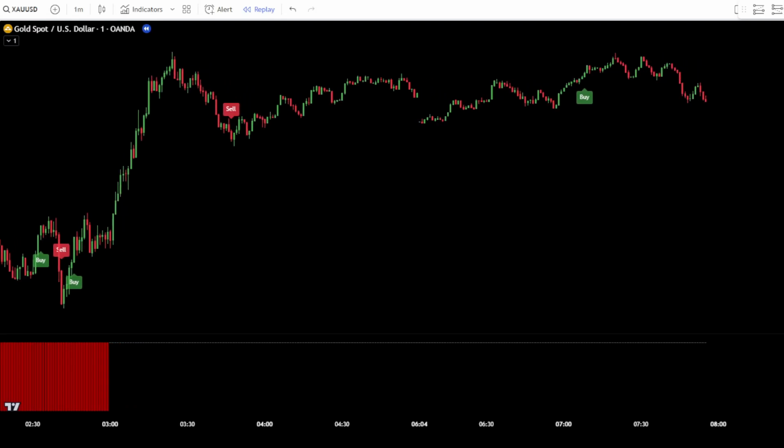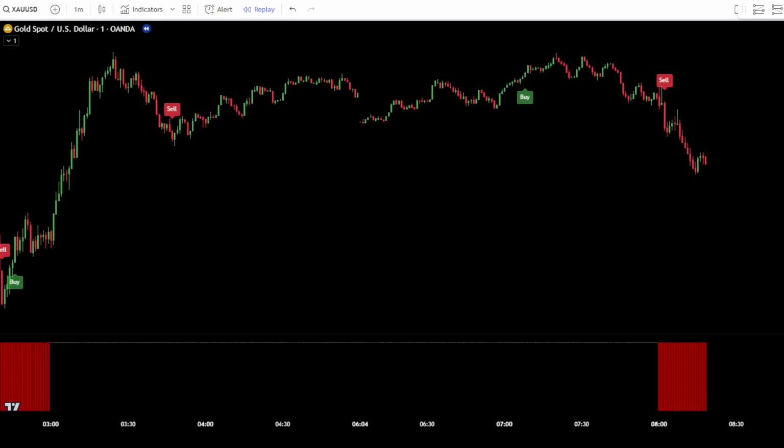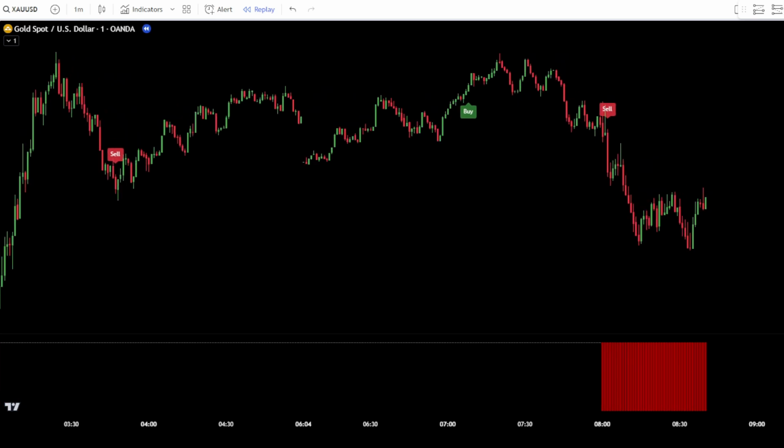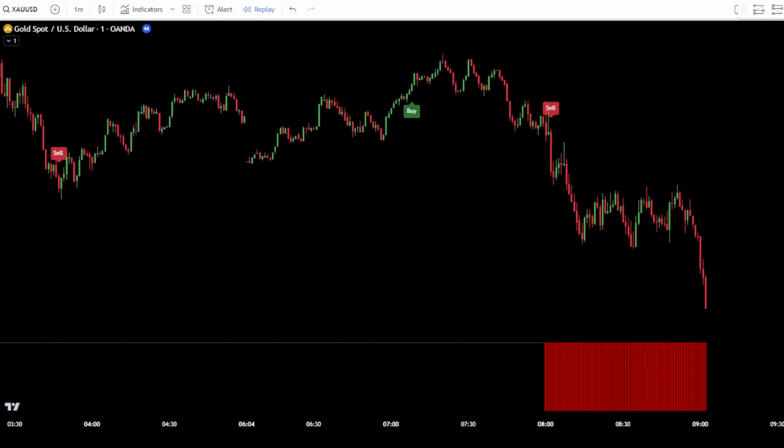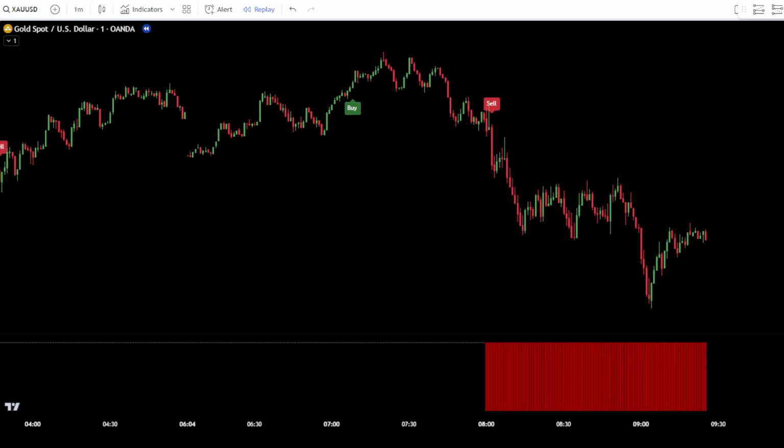Scalping is one of the strategies you can use to quickly enter and exit the market. However, to achieve consistent profits, you need a scalping strategy that can help you identify the right entry and exit points.